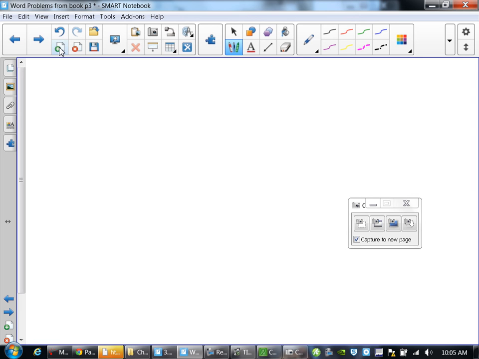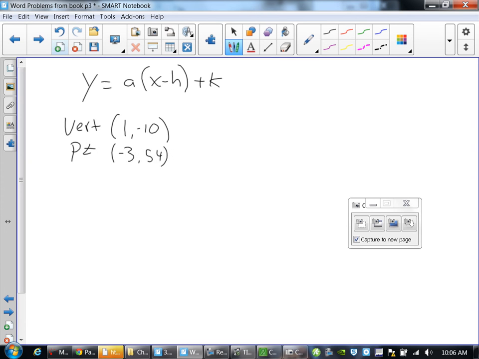Do you want to do the vertex form or standard form? Vertex is easier. So the vertex form is y equals a. Can I see yours real fast, please? Thank you. Write the equation in vertex form with the following information. Vertex is at 1, -10, and the point is at -3 and 54.